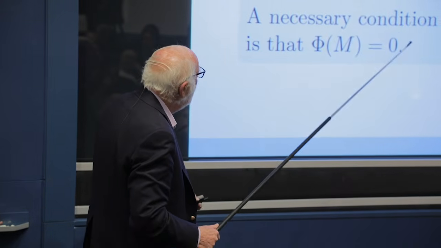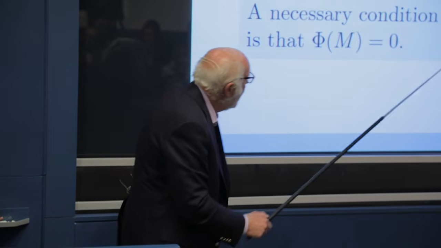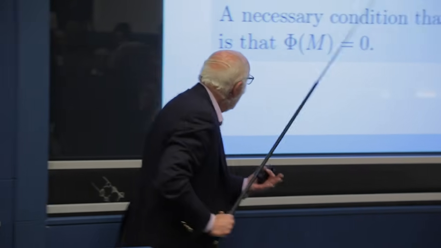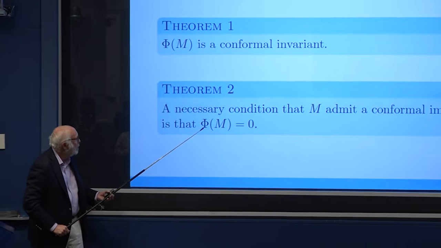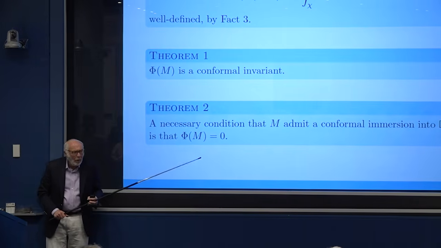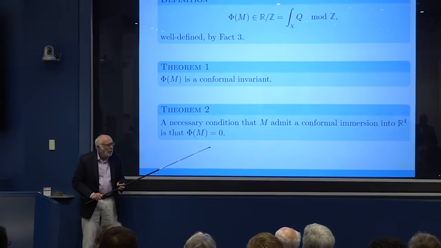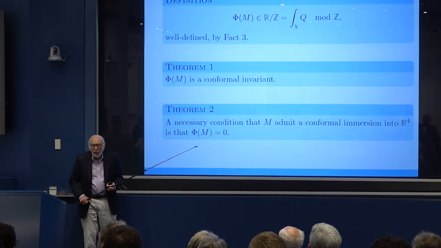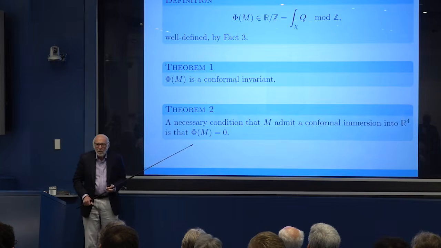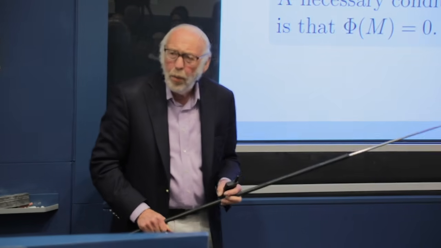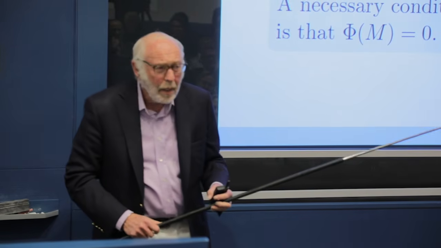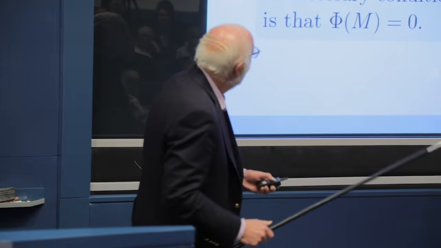And theorem 2: a necessary condition that M admit a conformal immersion into R⁴, one dimension higher, is that this invariant, this measurement φ of M, is zero. Now, I discovered that while riding on an airplane with Jeff Cheeger. He's in front here. And I said, oh, I did this integral and these things. It turns out to be zero. I was a little disappointed. And Jeff said, what are you talking about? That's a theorem. I said, oh. Oh, you're right. It is a theorem.